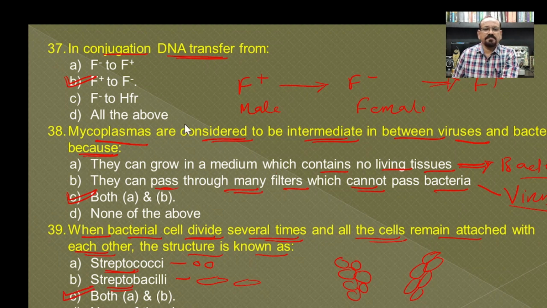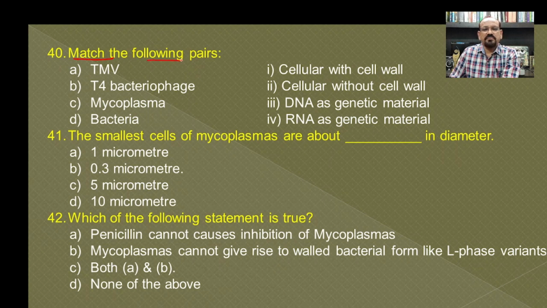for this question. Then match the following pairs. Earlier we have seen that the tobacco mosaic virus is an RNA virus, that is, having RNA as the genetic material.